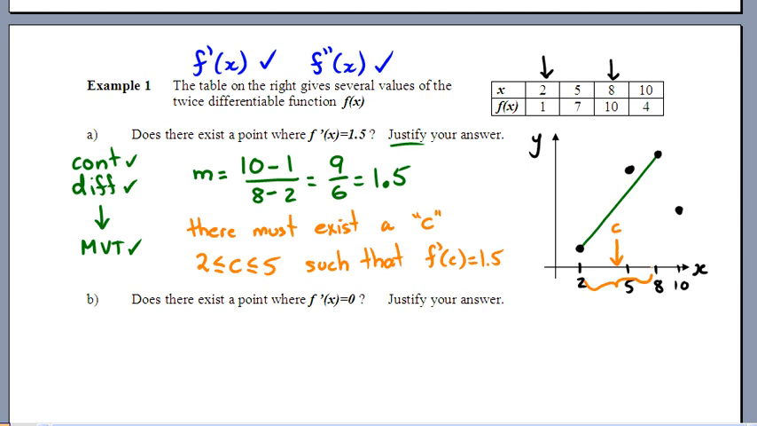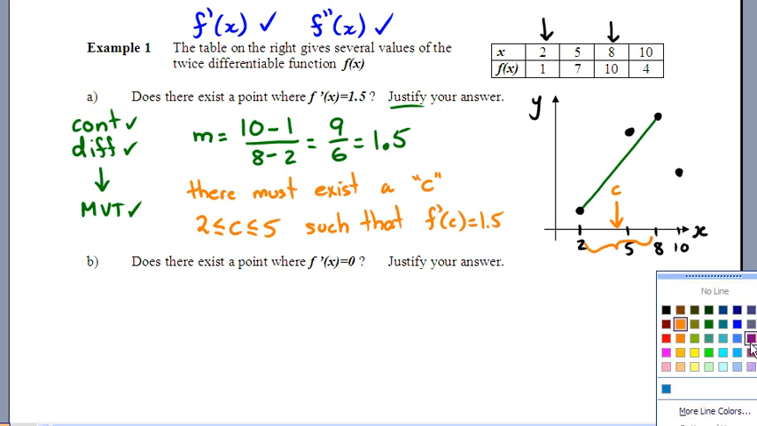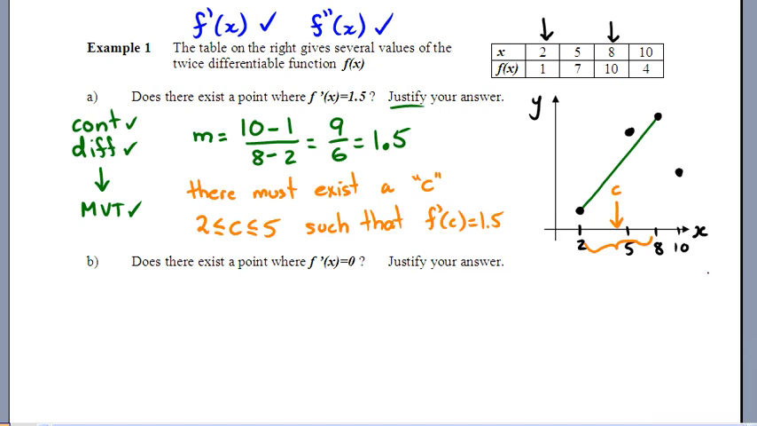Okay, part B says, is there a spot where the derivative is equal to 0? And I start looking at this table to try to find 2 points that I can connect and get a slope that's 0, and I just can't find one. But I could do this. I could say, hey, wait, hang on. What if I go and look and check out the slope, the average rate of change between those 2 points? Now, I know it's not 0, right? But let's kind of go with the same reasoning.